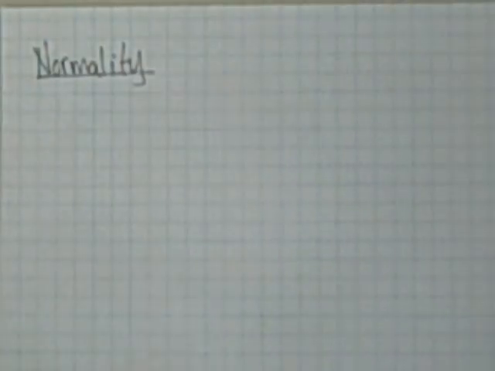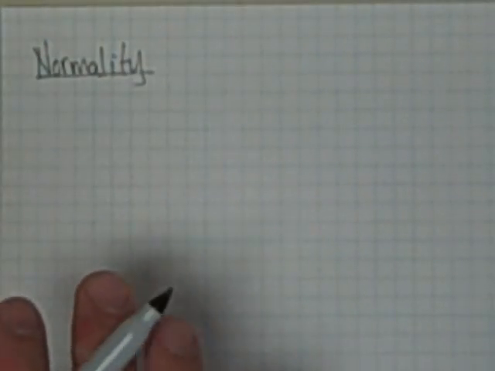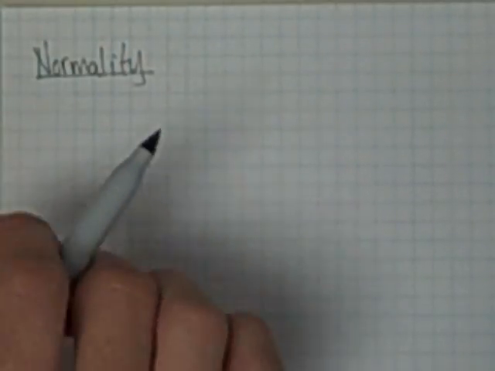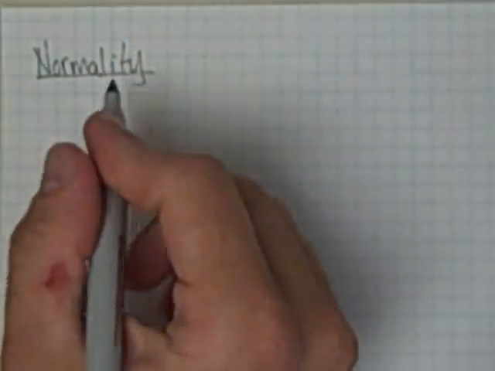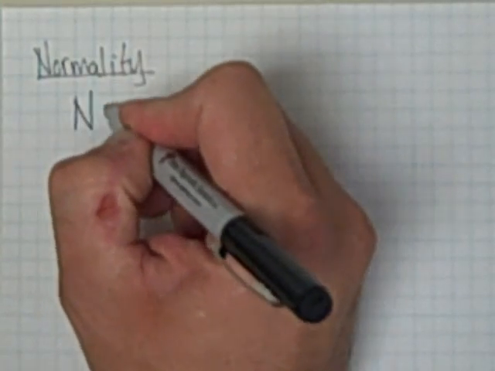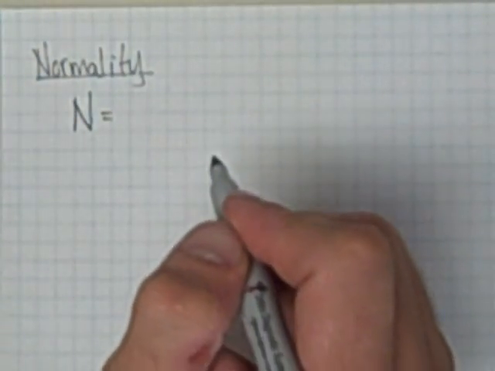Alright, let's talk normality for a second. And I'll tell you, when I was a student and I saw normality problems, it freaked me out. But it's really not that bad. So the equation that we're going to use looks almost identical to the molarity equation.